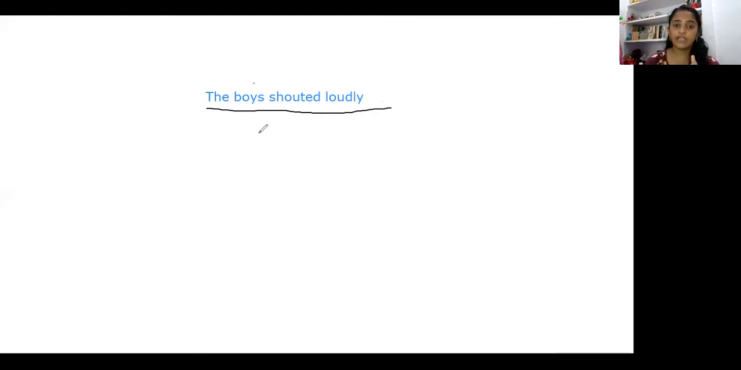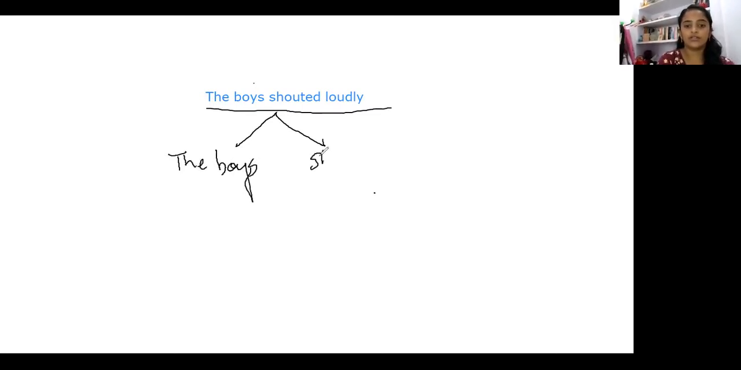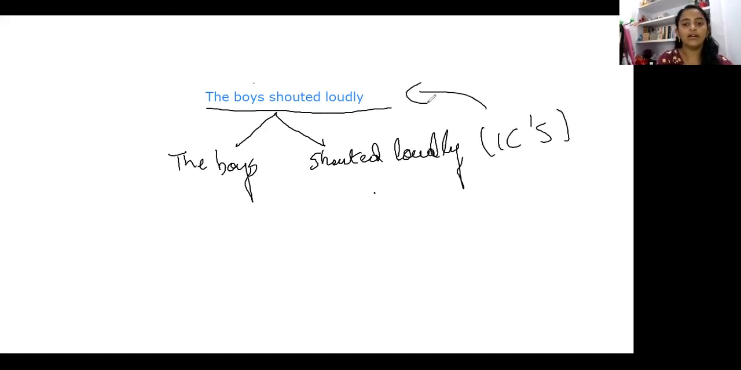To find the immediate constituents, let's begin by breaking this sentence down into two parts. Remember, in immediate constituent analysis, you will always break it down into two parts. Please do this with me in your notebook while you are watching. I'll have "the boys" here, and "shouted loudly" here. I have broken it down into two parts. These are the ICs of this construction.